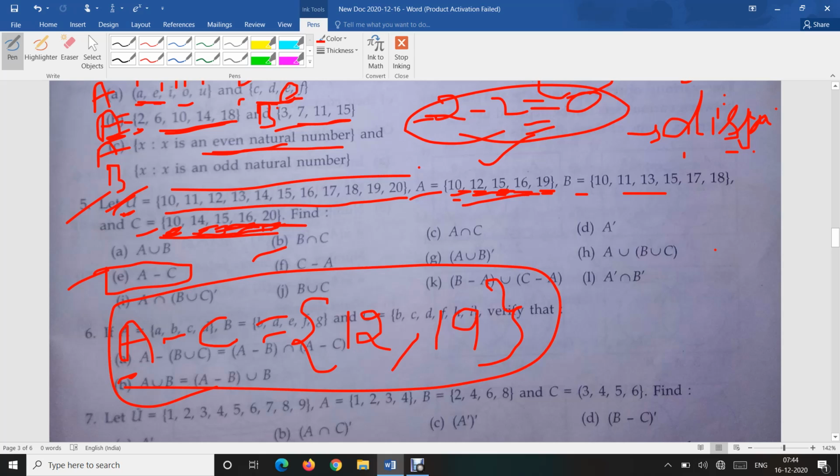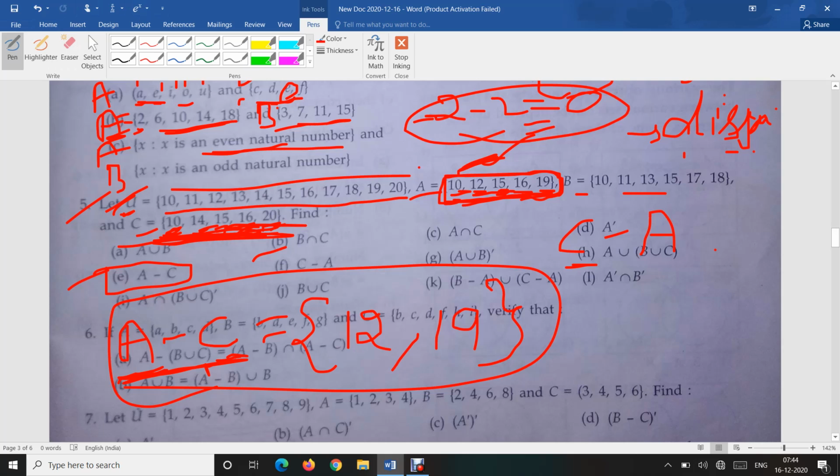See, if you are subtracting C from A, that means A minus C, then you will subtract the elements of C from the set A. From the set A, that means you will write the elements except the common elements. But if you have C minus A, then you will see the elements of set C. That means you have to write the elements of set C except the common elements in the set C minus A. Hope you understand this also.